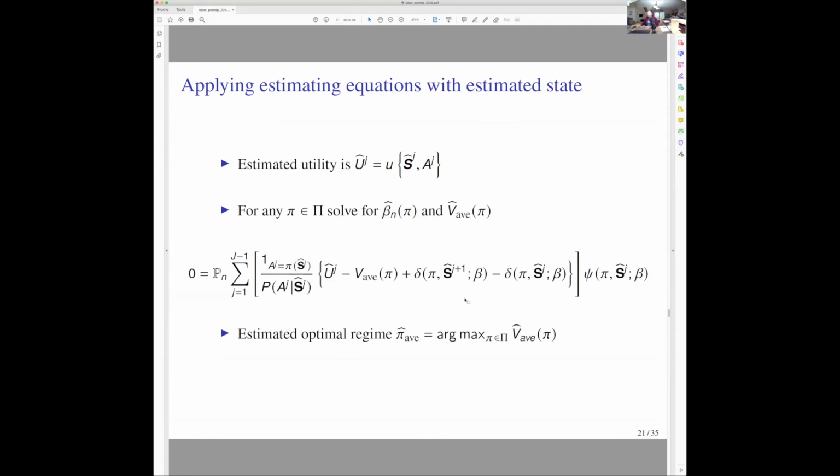Okay, so from an algorithmic point of view, this is pretty straightforward. You just do maximum likelihood and then solve an estimating equation and maximize. The question is, does the statistical theory still go through?